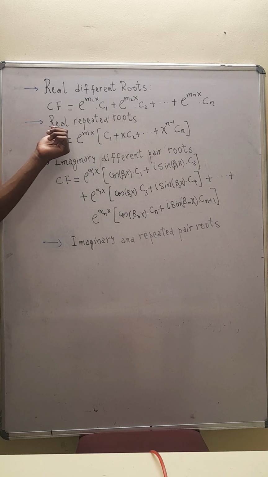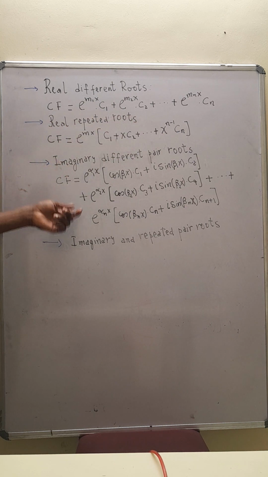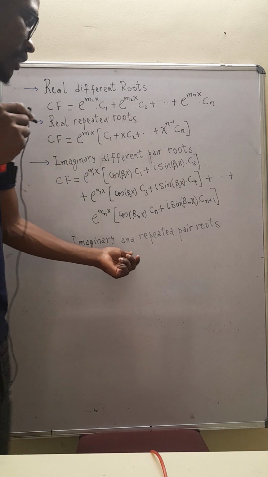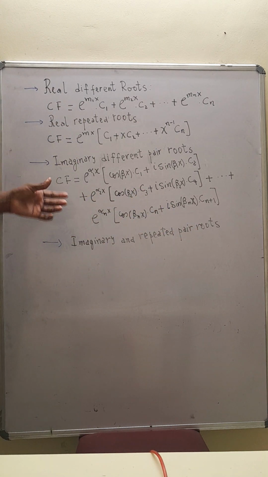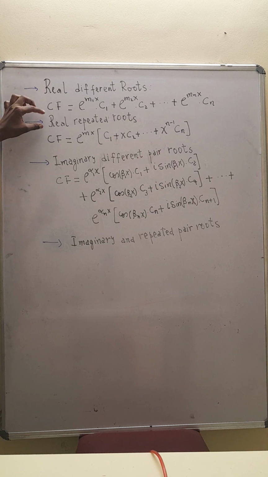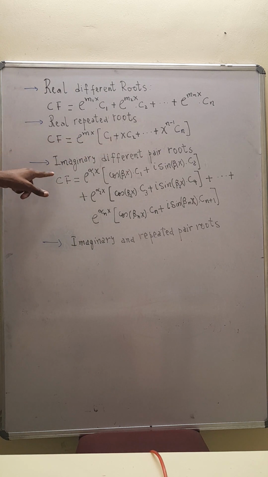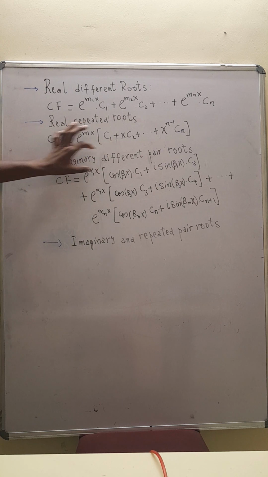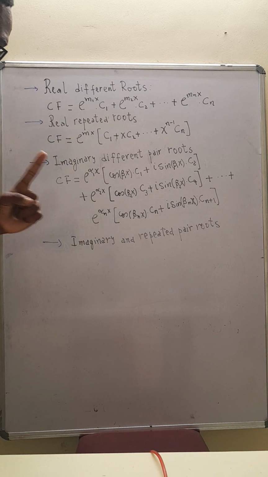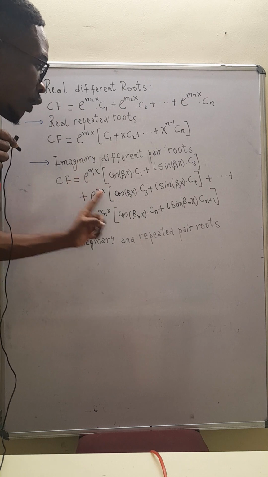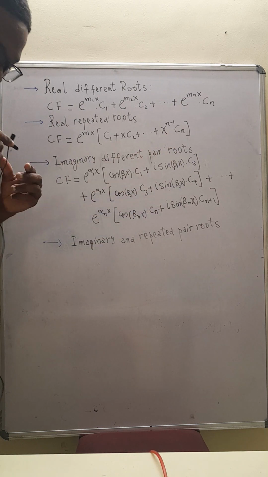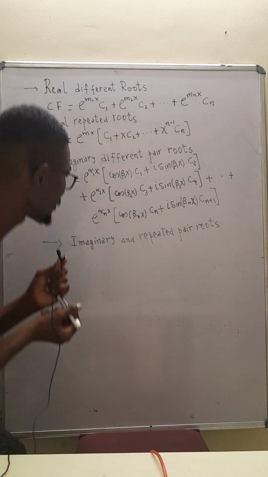Then I will compare these real repeated roots with the imaginary and repeated roots. What will happen here? That's the point. When I get these repeated roots, what does it mean? For imaginary, if I have only one repeated root, I will have this one. Alpha will be the only alpha for all of them.